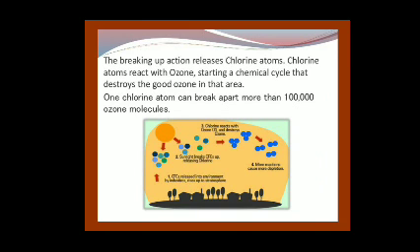The breaking action releases a chlorine atom. The chlorine atom reacts with ozone, starting a chemical cycle that destroys the good ozone in that area. One chlorine atom can break apart more than 1 lakh ozone molecules.